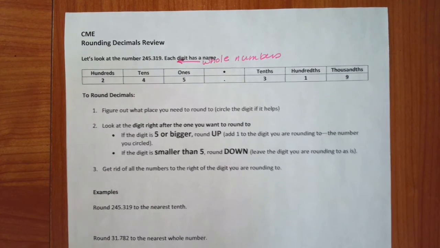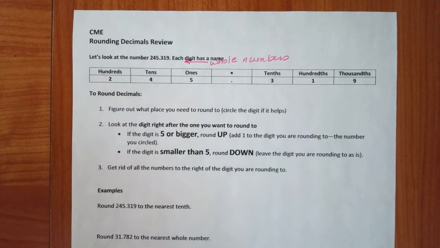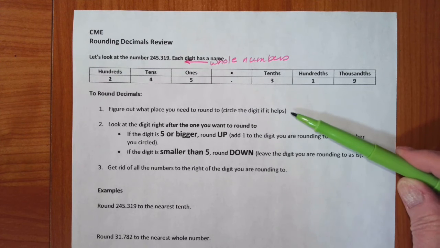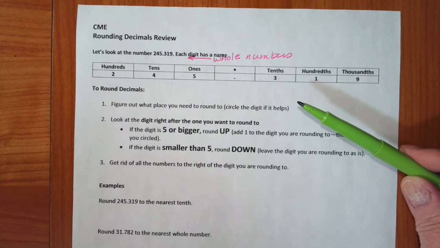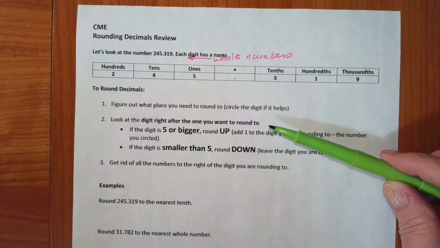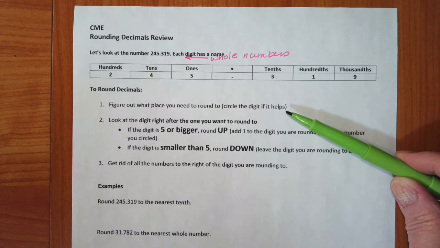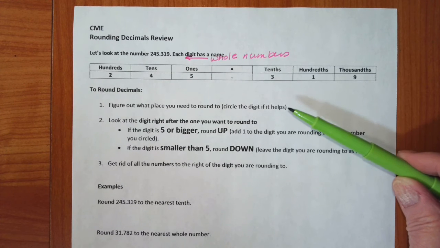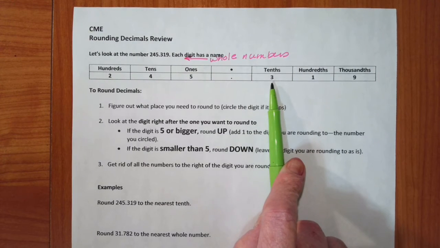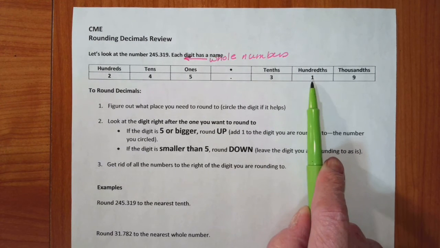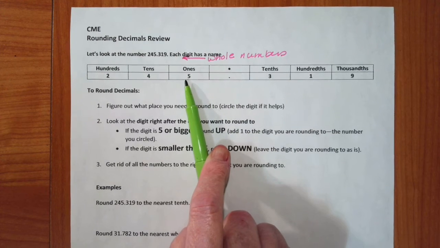Okay, so here's what we do. You're going to use something like this to figure out what place you're looking for. Does it say the nearest tens, the nearest hundreds, the nearest thousands? What is it they want to know? Then you're going to look to the digit right after the one that you want. Now, what I put on here is, if it's helpful to you as you're getting started, circle the digit that you need to round. If it says round to the nearest tenths, you would want to circle the 3. If it said hundredths, it would be 1. If it said whole number, it would be 5.